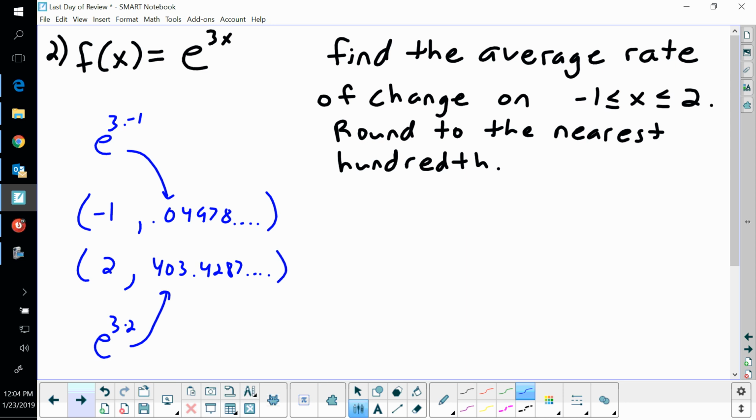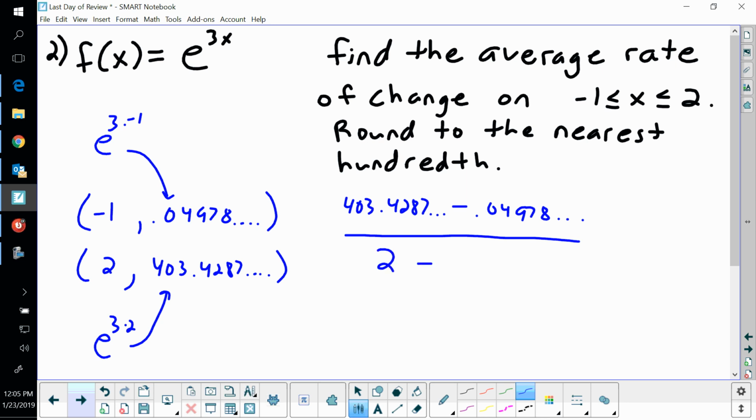So now we'll just do a slope. So we'll do the 403.4287 dot dot dot minus 0.04978 dot dot dot. And now that by dot dot dot, you need to go up and select those in your calculator so you're using the entire thing. And then we have 2 minus a -1. So if we punch this in our calculators, again, make sure you go up and select the entire thing.